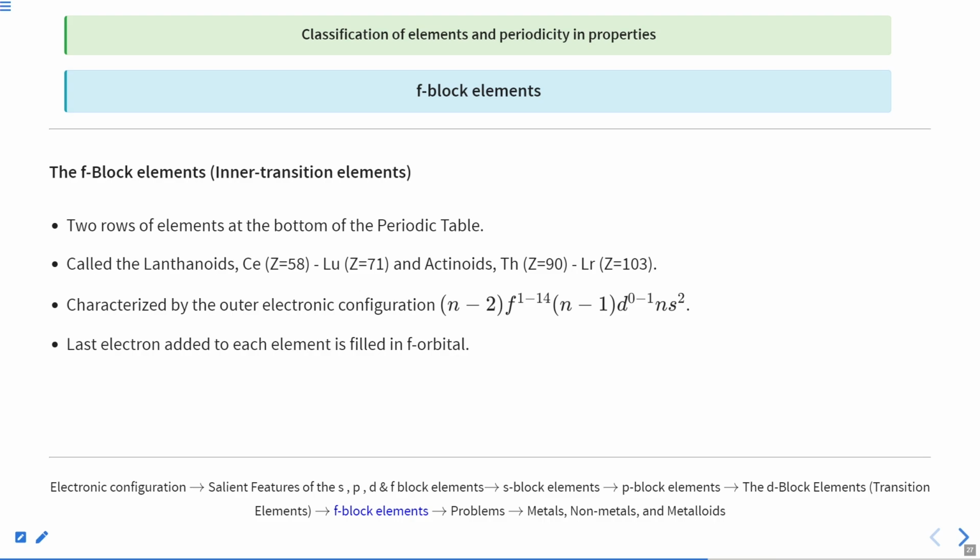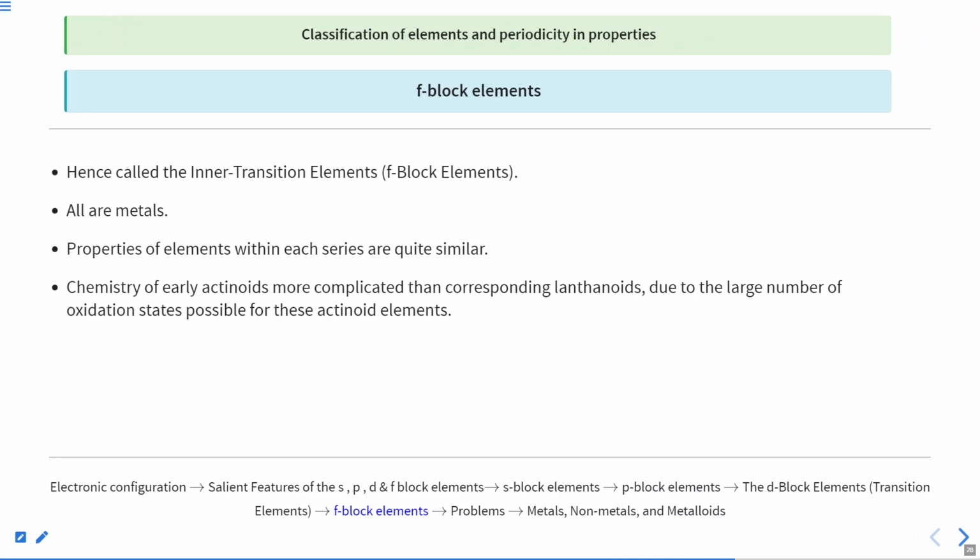The inner transition elements include lanthanoids, starting from cerium to lutetium, atomic number 58 to 71, and actinoids, starting from thorium to lawrencium, which is Z equals 90 to Z equals 103. They are characterized by the general electronic configuration (n-2)f1 to 14, (n-1)d0 to 10, ns2. The last electron is added to the f orbital in each element. Hence, they are called the inner transition elements.